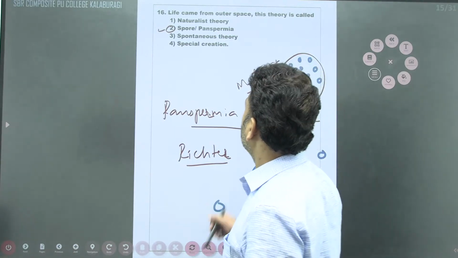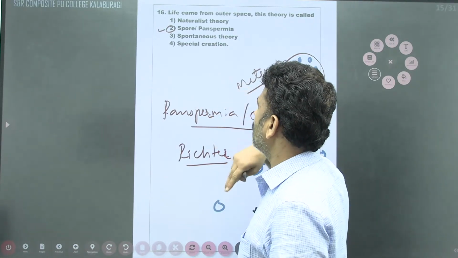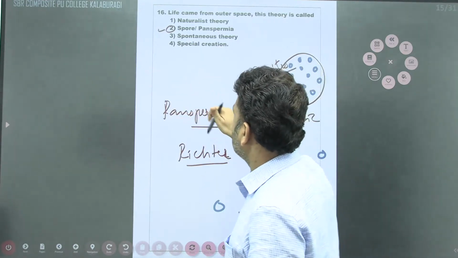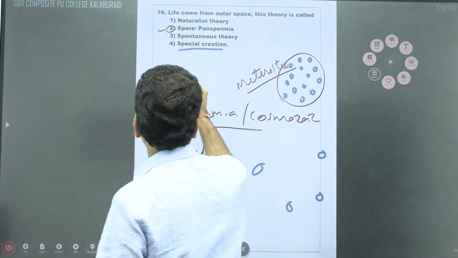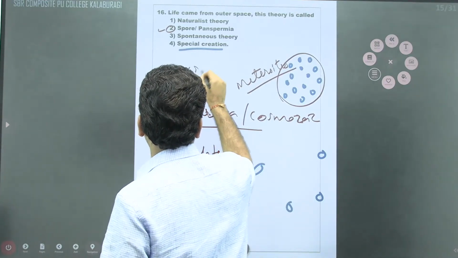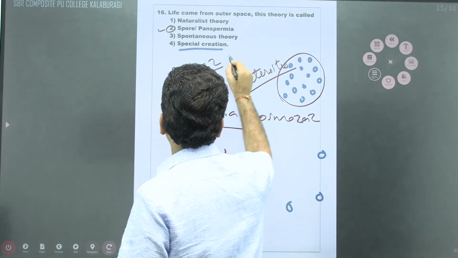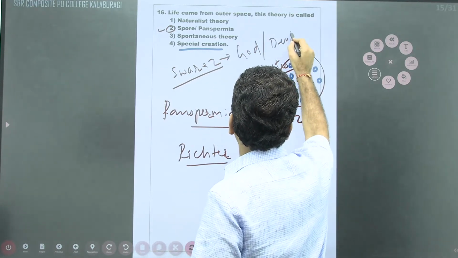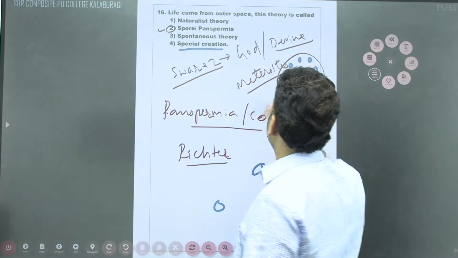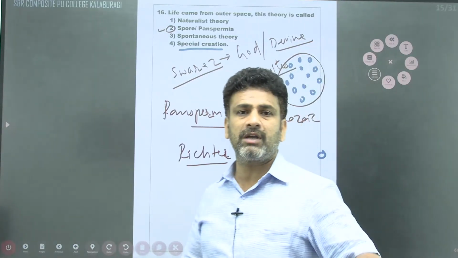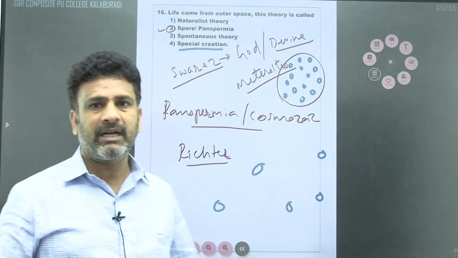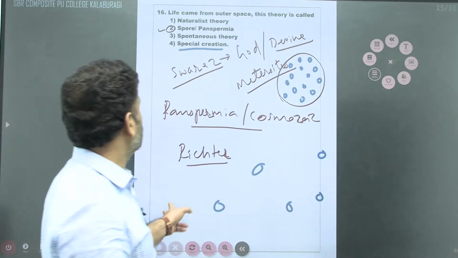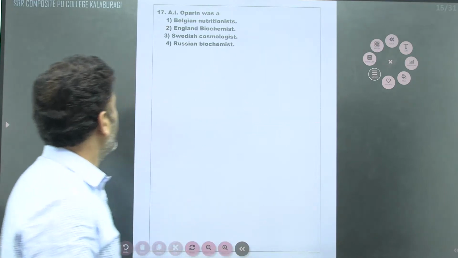Then the spontaneous theory, which is also called the abiogenesis theory. The theory of special creation was explained by the scientist called Swaraj. According to Swaraj, God, or some divine power in the universe, created these life forms on the surface of planet Earth. This is according to the theory of special creation. So that's why the answer is option two.